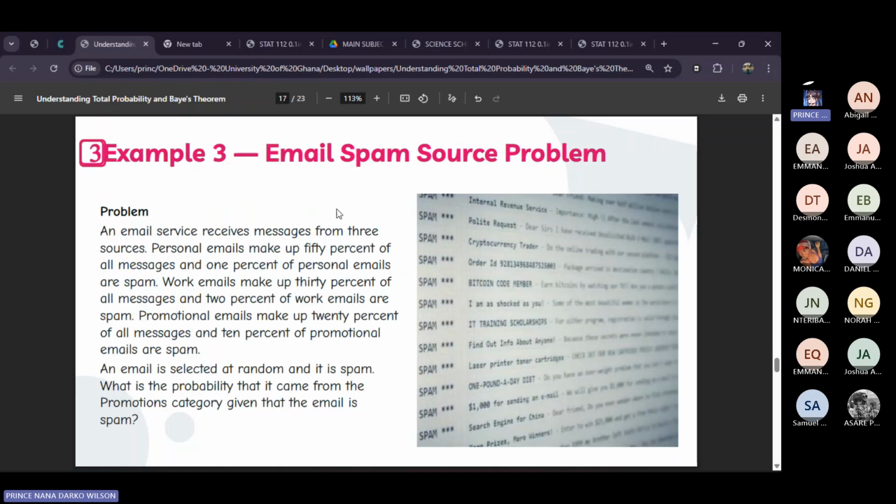Here's the next one. An email service receives messages from three sources. The first two questions we've looked at dealt with two related conditions for the denominator, but over here we have three. Nothing has changed. It's the same thing.